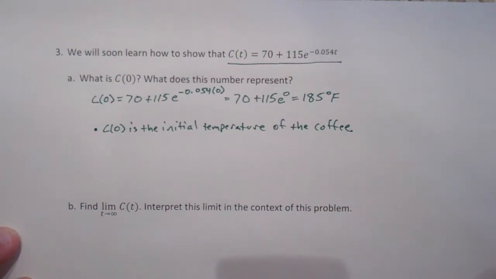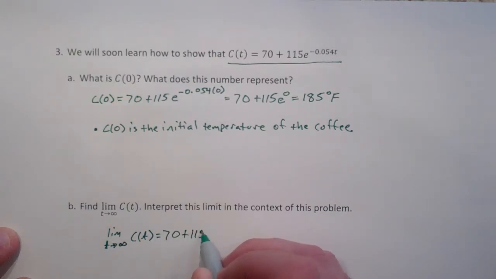And then moving on to part B, it says find the limit as t approaches infinity of C at t. Interpret this limit in the context of the problem. So here time is approaching infinity, so a lot of time has passed, and we'll try to figure out this limit. So I'll write my limit notation, and then we'll try to figure out what this is going to be equal to.